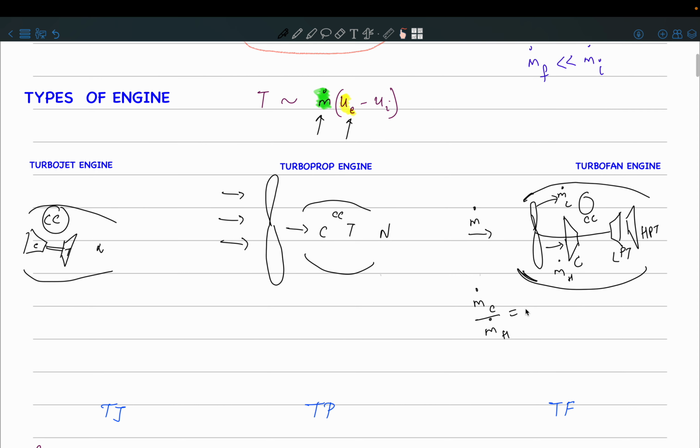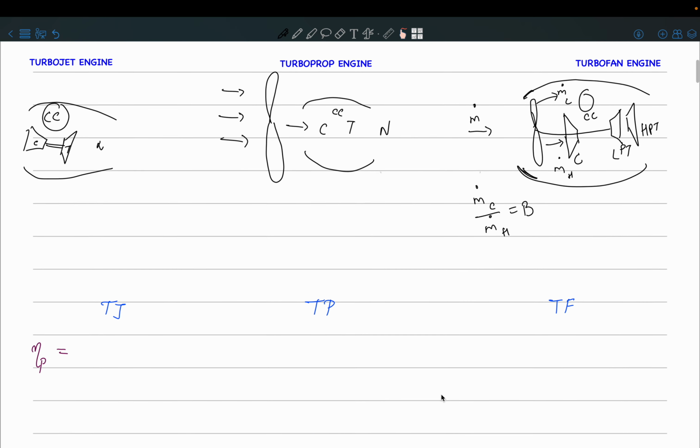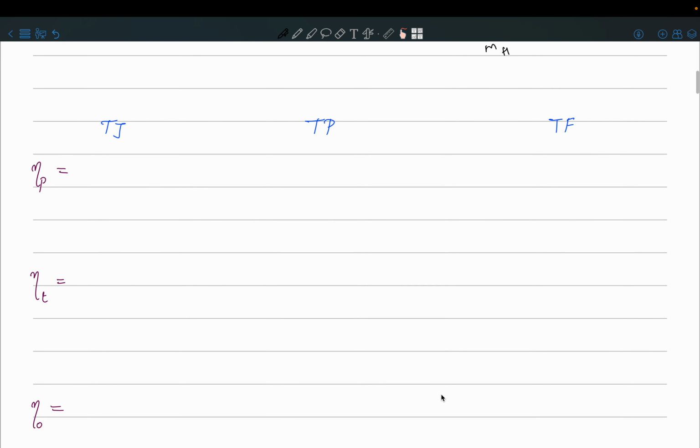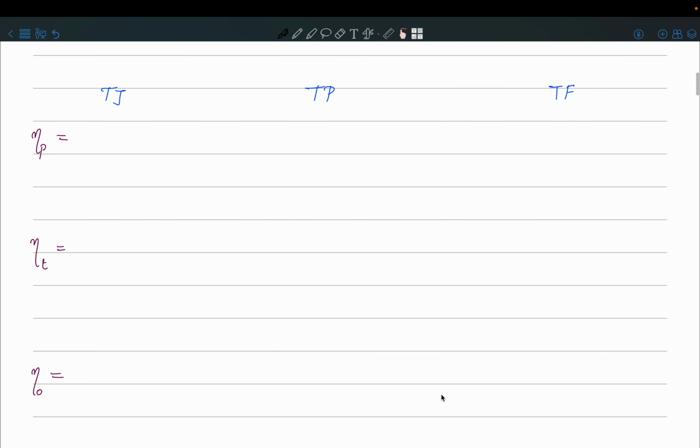So this was a quick revision of your three basic types of engines. Now the question is, how do you define their propulsive efficiency, thermal efficiency, and overall efficiency? So does anyone know the definition of propulsive efficiency? Yeah, please speak up.